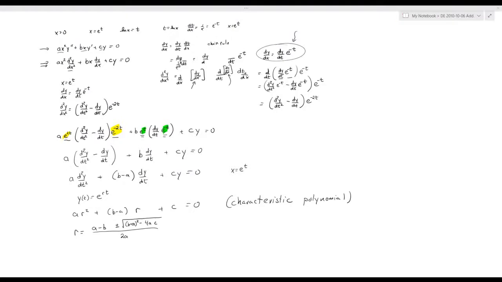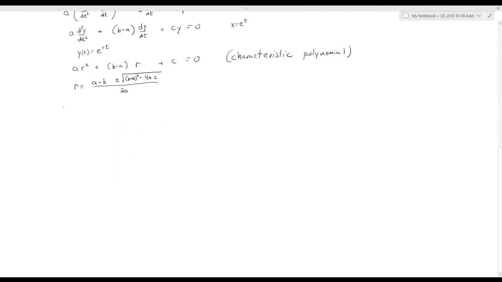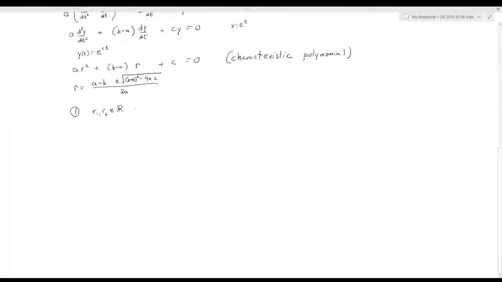So I use the quadratic formula, and we know that depending on the nature of the roots of this characteristic polynomial, we know our fundamental solution set. So let's go through the cases. First case is that the two roots are two real numbers which are distinct.